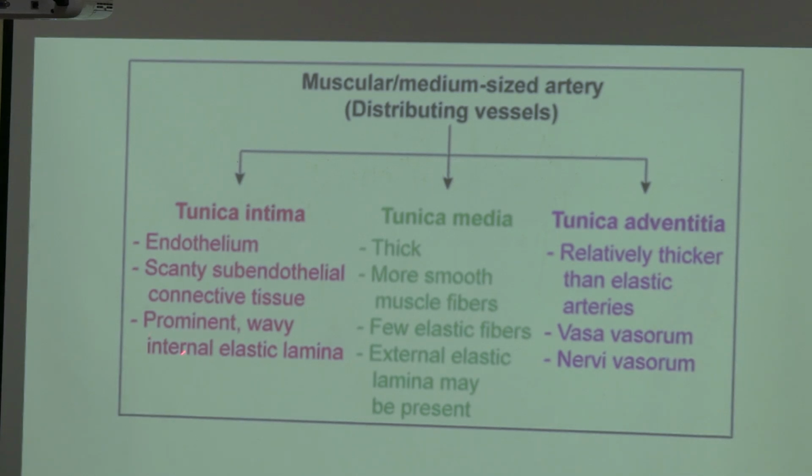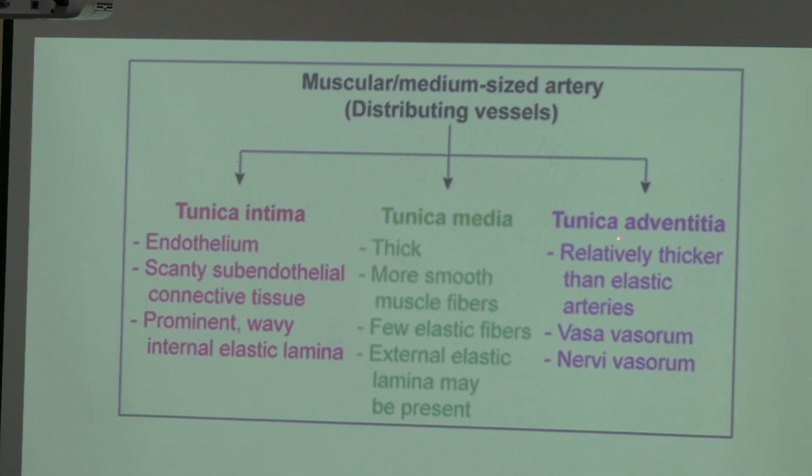Next, a prominent internal elastic lamina is present. That means the internal elastic lamina here will be prominent, that means it should be identified. And below the internal elastic lamina, what is present? Tunica media. Now here the tunica media is a bit thicker but not as thick as the elastic artery. More smooth muscle fibers are there because this is a muscular artery. That's why fewer elastic fibers and more smooth muscle fibers are present.